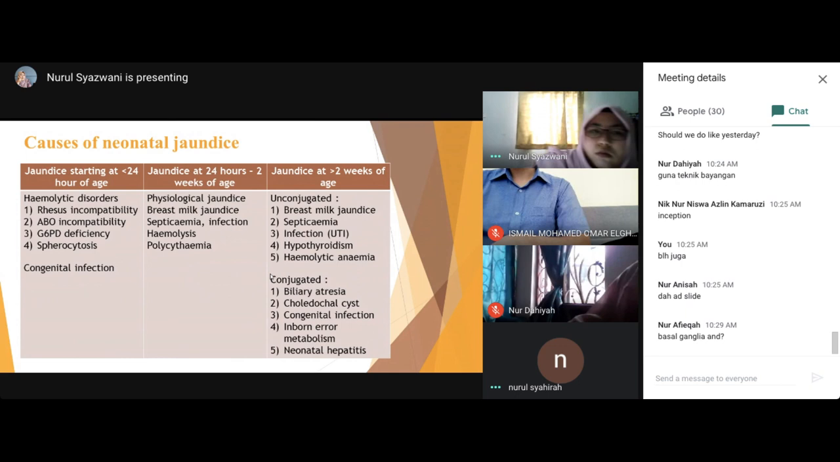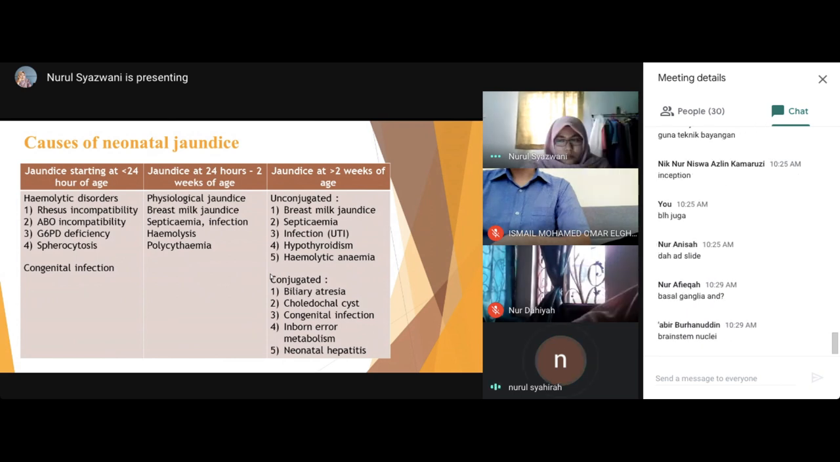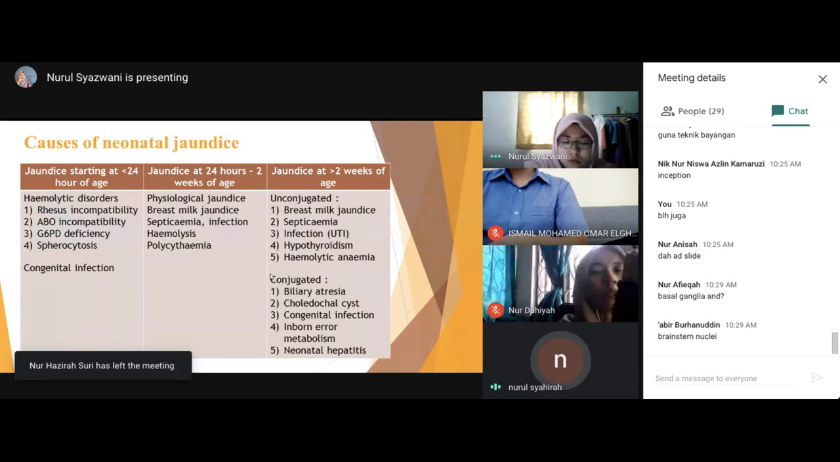The second cause is congenital infection, like TORCH. Jaundice at 24 hours to 2 weeks of age may be caused by physiological jaundice, breast milk jaundice, septicemia, hemolysis, as well as polycythemia. Jaundice at more than 2 weeks of age can be divided into unconjugated and conjugated. The unconjugated can be caused by breast milk jaundice, septicemia, infection, hypothyroidism, as well as hemolytic anemia. The conjugated can be caused by biliary atresia, choledochal cyst, congenital infection, inborn errors of metabolism, as well as neonatal hepatitis.